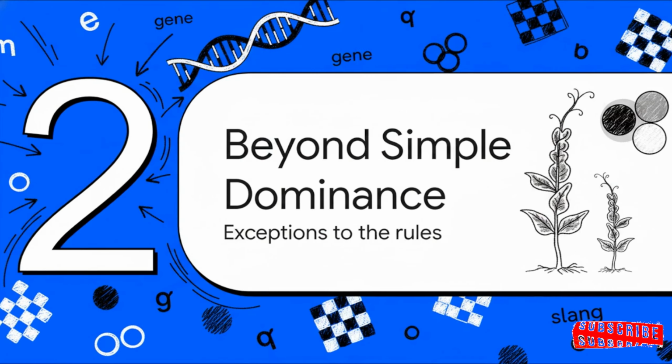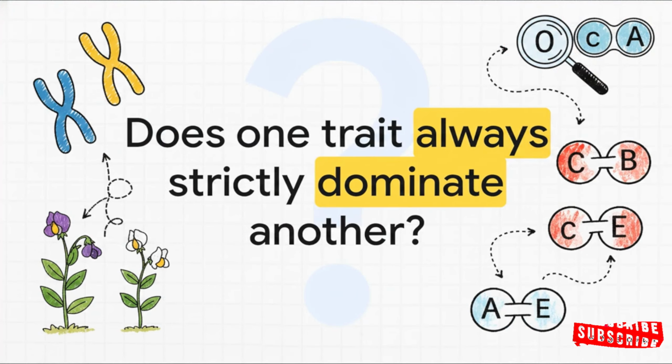Moving on to Section 2, Beyond Simple Dominance. Because Mendel's strict rules, they get a little more complicated. So we gotta ask, does one trait always strictly dominate another? Mendel definitely thought so with his peas, but as scientists kept digging, they found some really fascinating exceptions where the rules get kind of blurry. Biology is rarely just black and white.